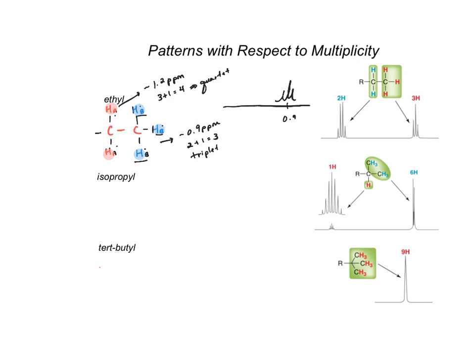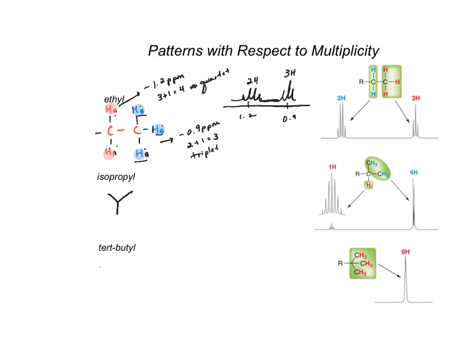That is upfield comparatively to a quartet, 1, 3, 3, 1. This one needs to be a little higher, right? This guy would integrate to 3 protons, and this guy would integrate to 2, right? So a triplet slightly upfield of a quartet with those types of integration patterns is really indicative of an ethyl group in your molecule. Same thing for isopropyl.